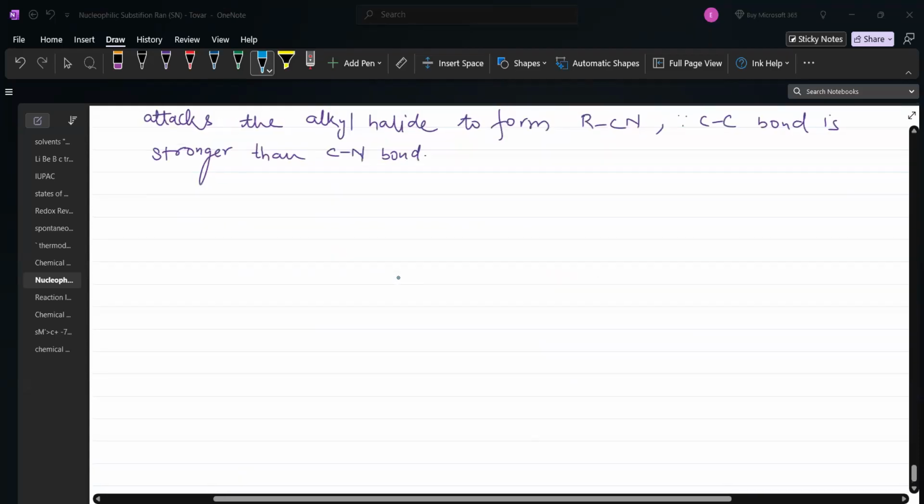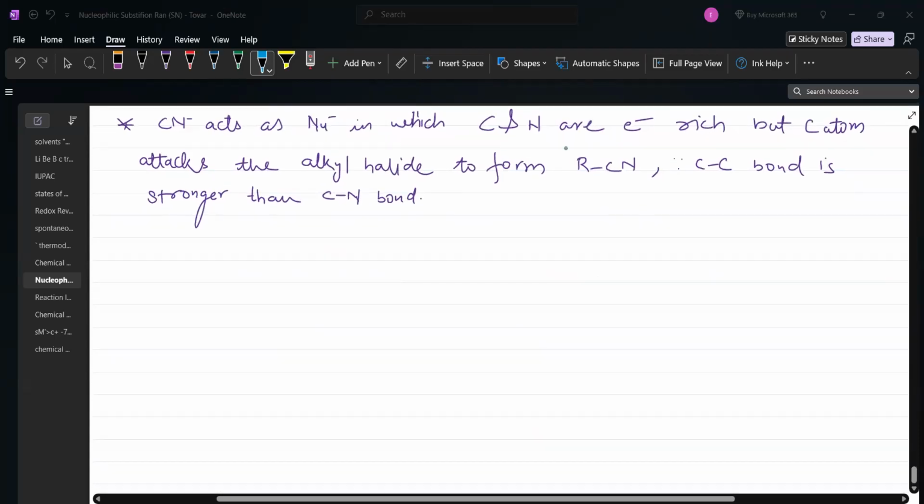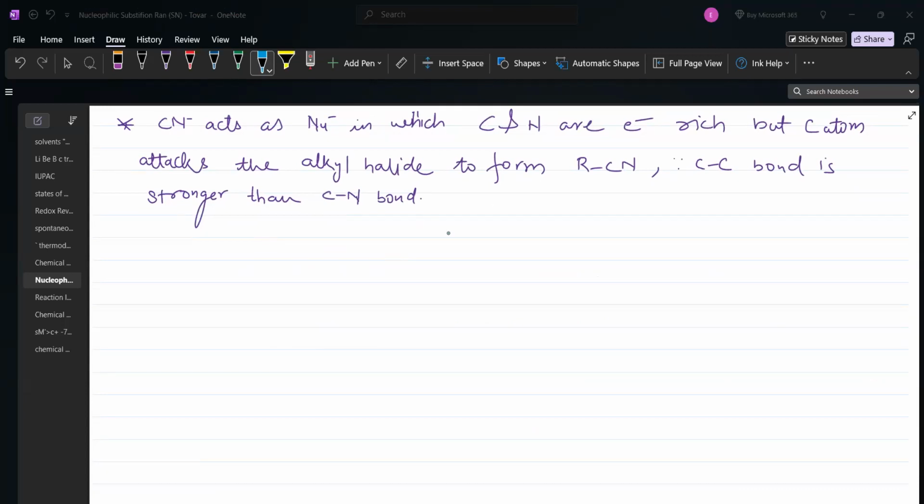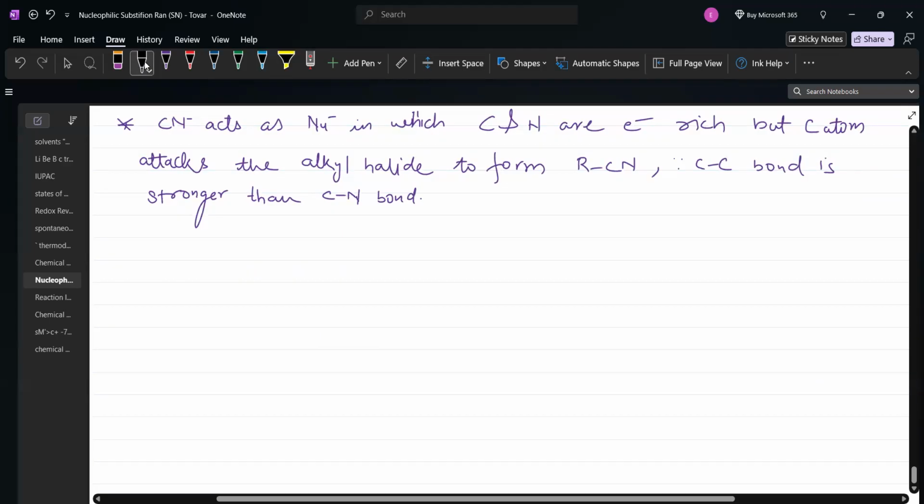So let's go to the second case. In the last case, I have written that carbon and nitrogen both are electron rich, but only carbon attacks the alkyl to form RCN, which I have just told you, because the C-C bond is stronger. So the catenation. Everybody knows that carbon makes a bond with carbon. So this property you can see here also, that the carbon-carbon bond is so strong, so it is likely to form that bond only. So case 2 is reaction with AgCN.